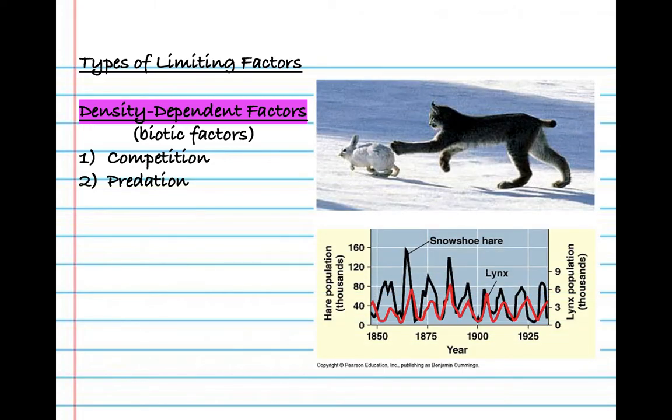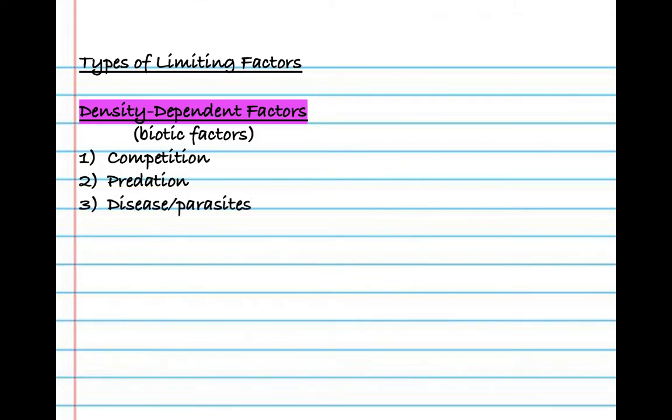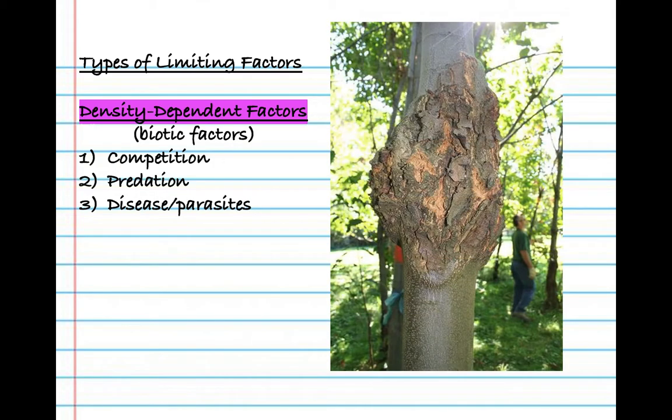The more densely populated an area is, the more effective our predators are going to be able to hunt. So that's another way to keep populations in check. And then lastly, disease or parasites. This, and again, unfortunately, we're seeing this with the coronavirus.